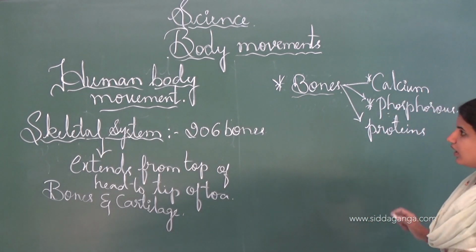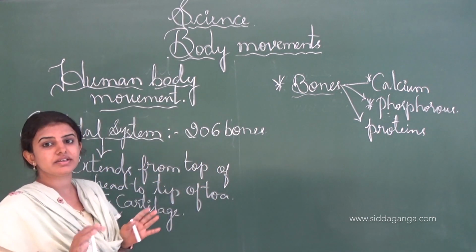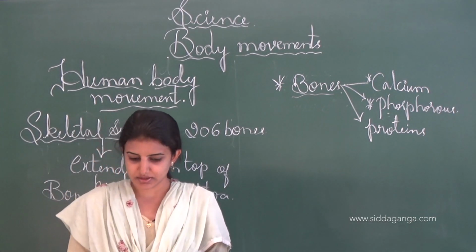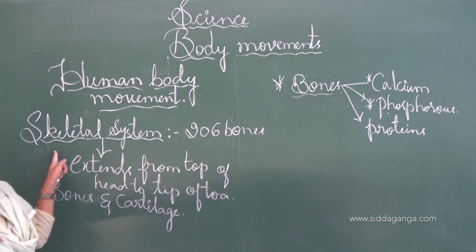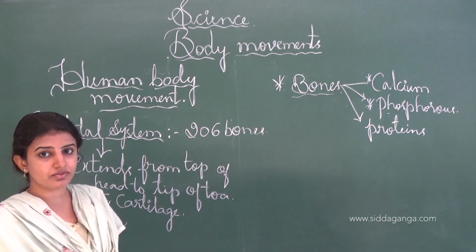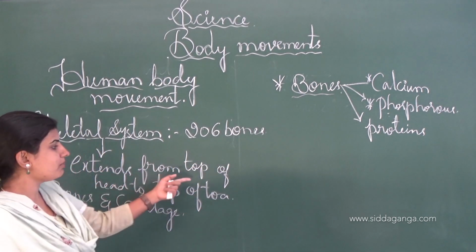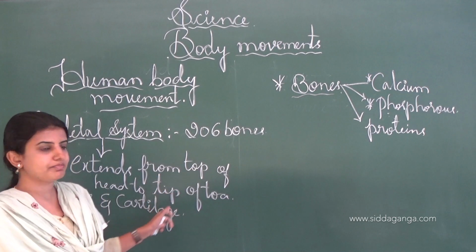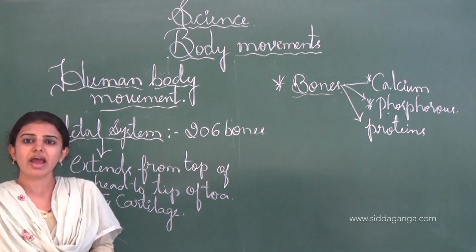Next, when we talk about the skeletal system, the skeleton is divided into two different types: one is the exoskeleton and another one is the endoskeleton. Before going to that, once again I will repeat this. The skeletal system contains 206 bones present in our body, which extend from the top of the head to the tip of the toe.